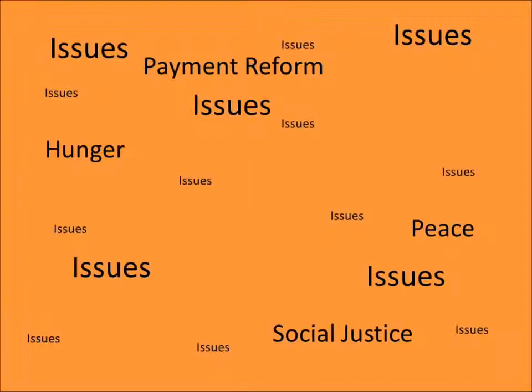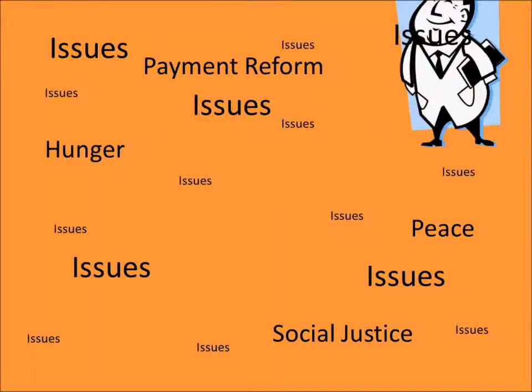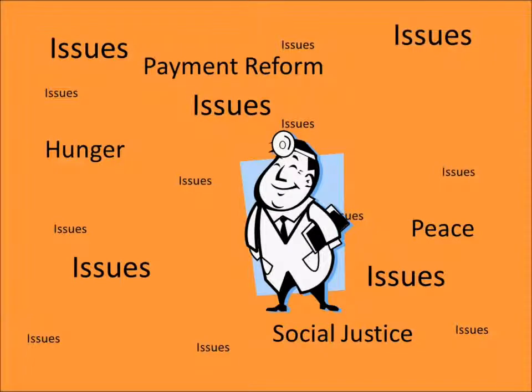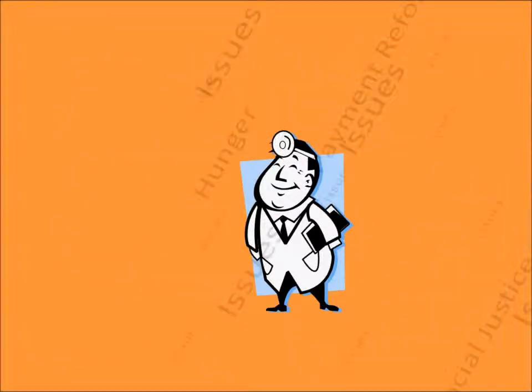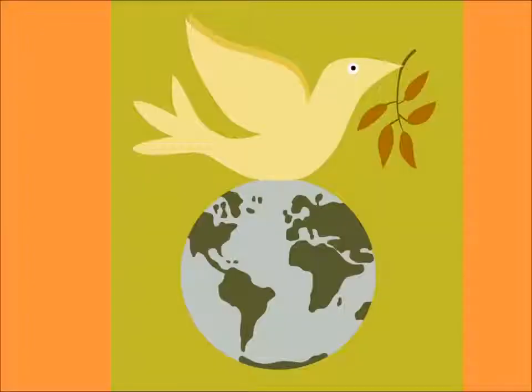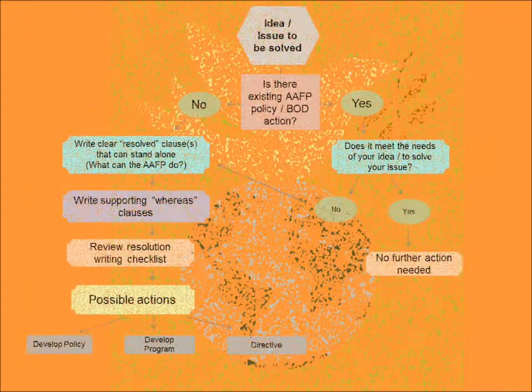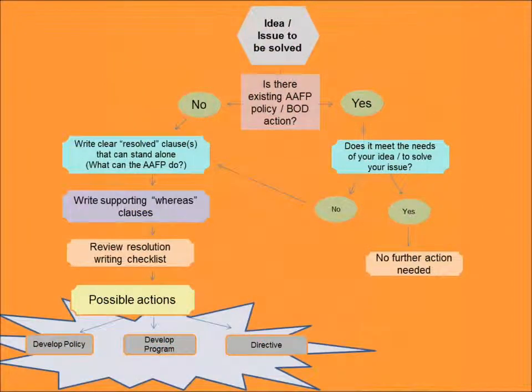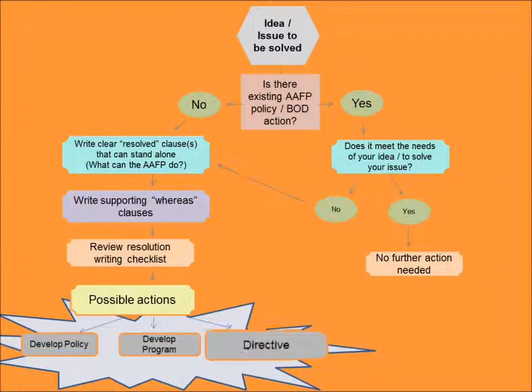There are lots of big issues out there, and med students love to solve problems. So what should you write about, and how do you tackle those big topics? Make sure that your resolution is able to be addressed by the organization. We all want world peace, but the AAFP can't solve that problem alone. Resolutions can be broken down into three main areas of action. You can ask the organization to create policy, create a program, or you can give a directive. So be specific on what you want.